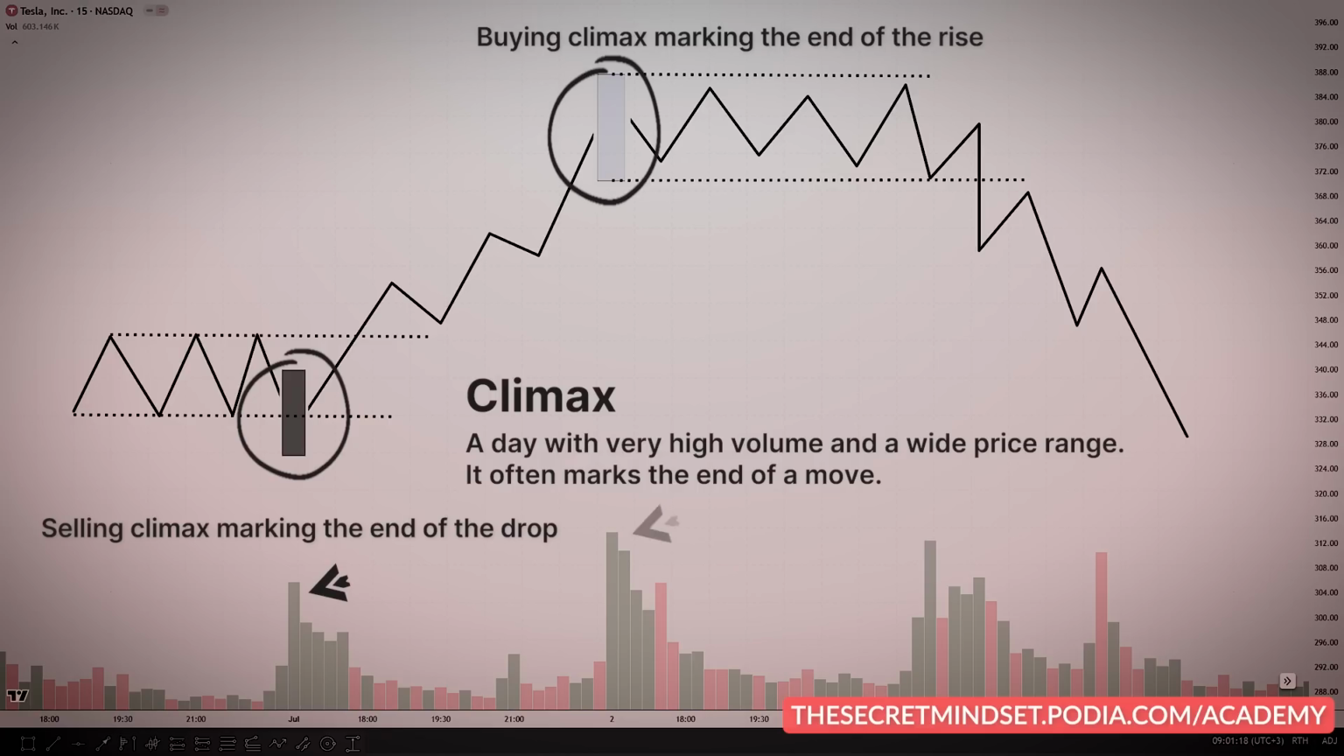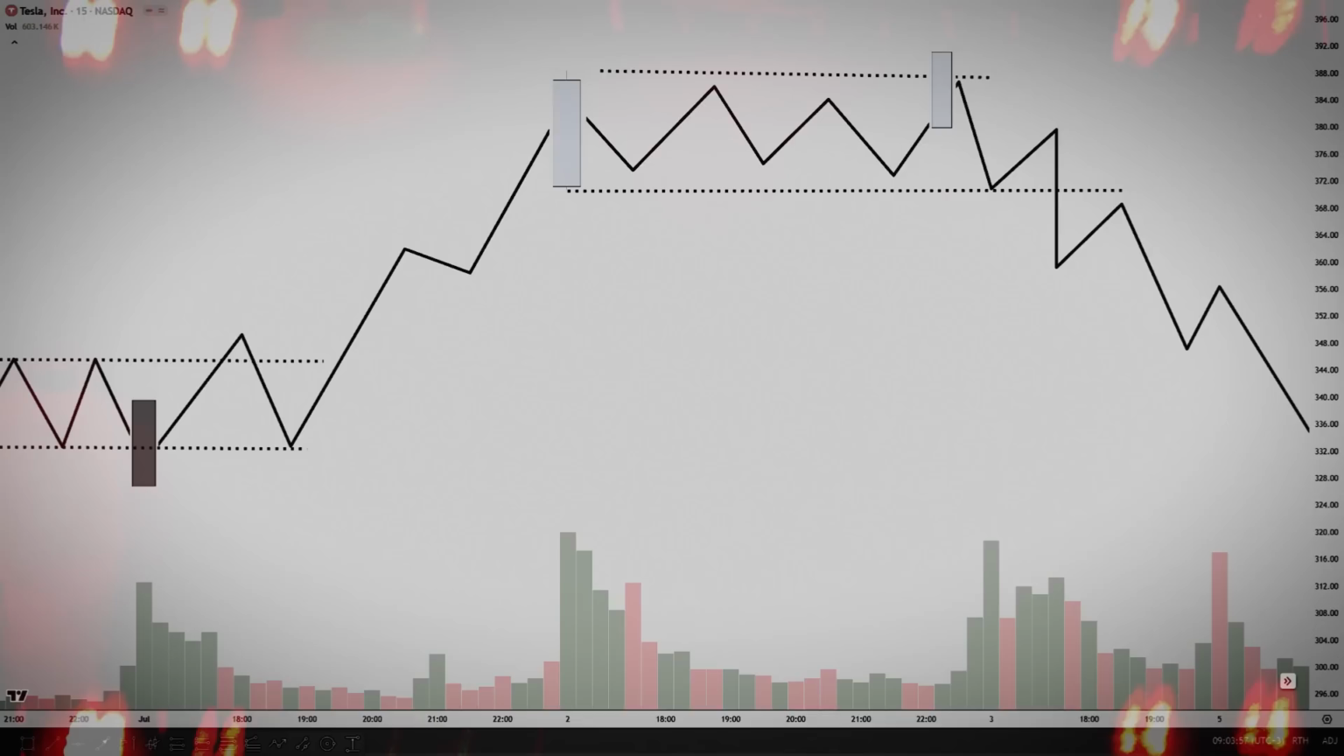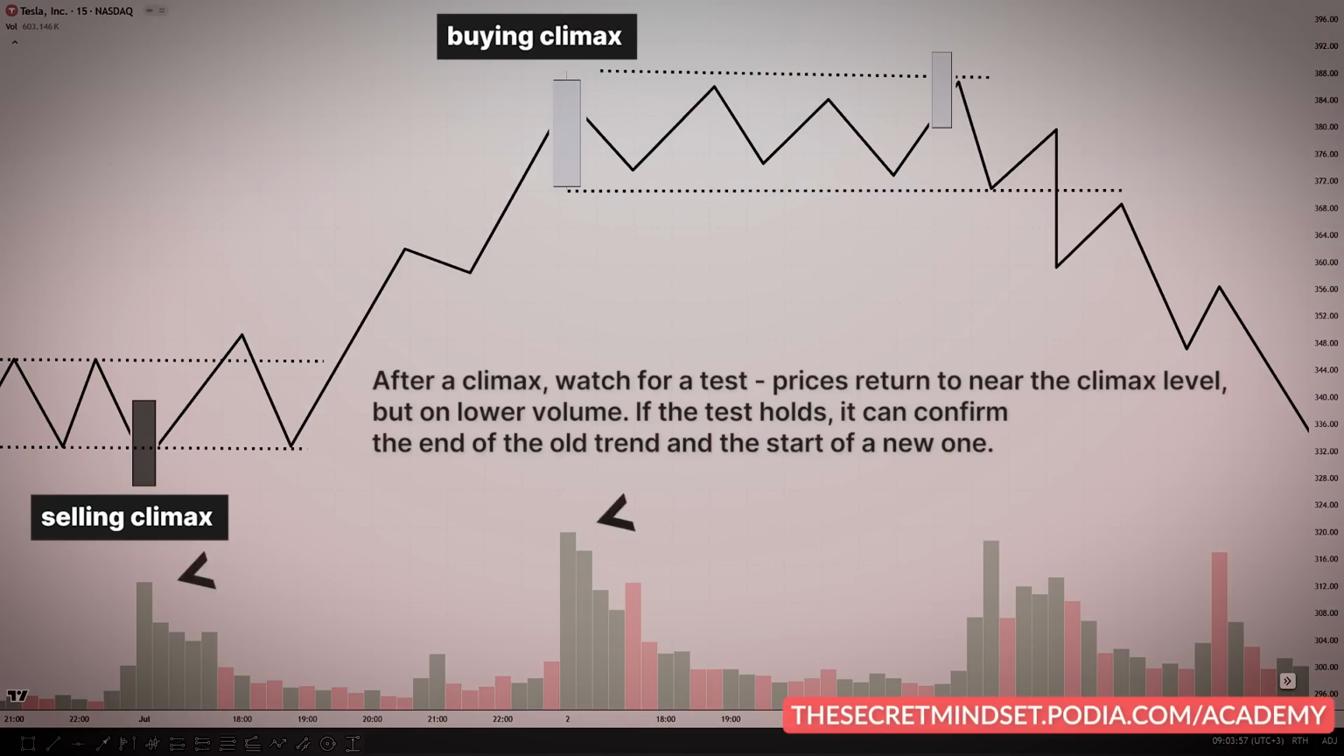In an uptrend, it could be a buying climax, signaling the end of the rise. After a climax, watch for a test. This is when prices return to near the climax level, but on lower volume. If the test holds, it can confirm the end of the old trend and the start of a new one.